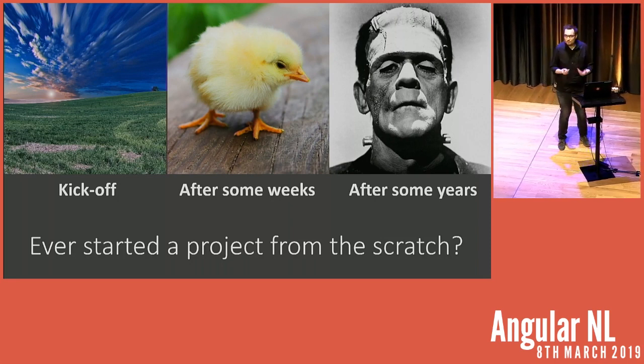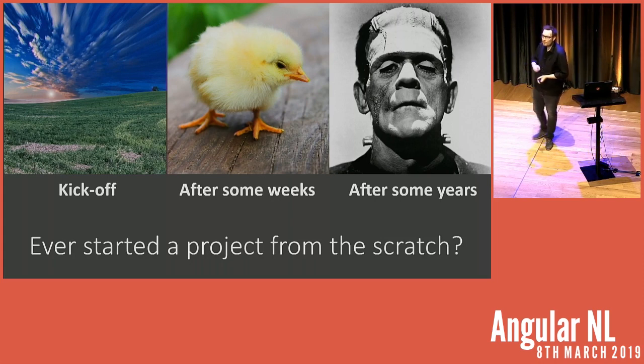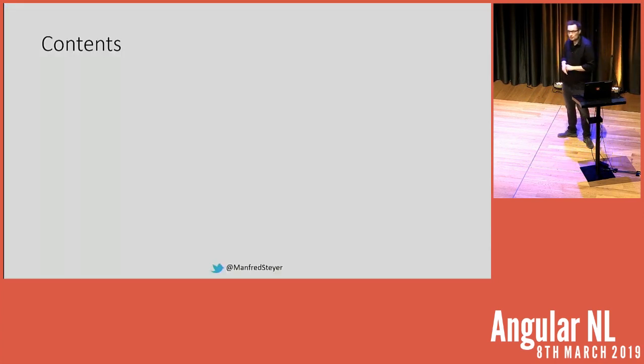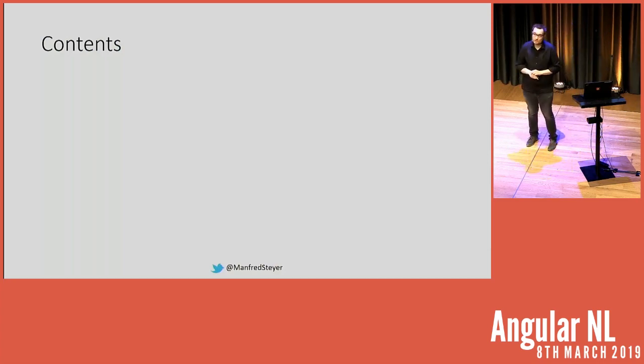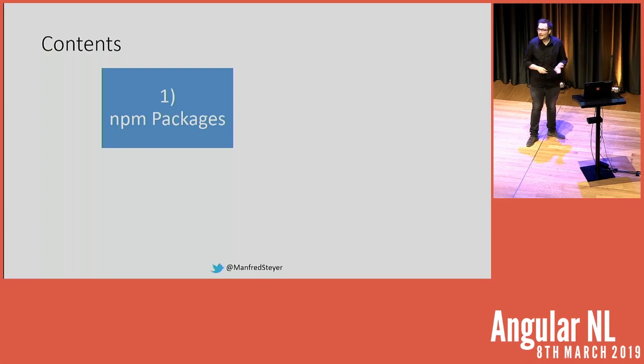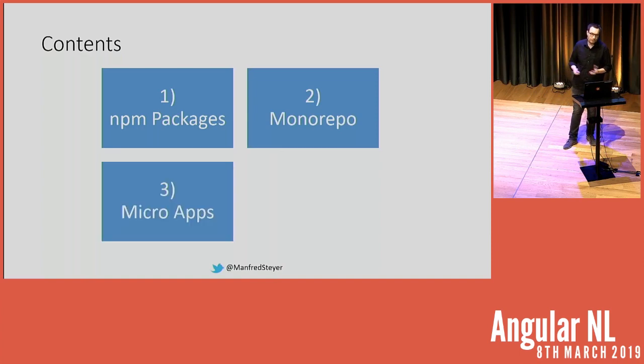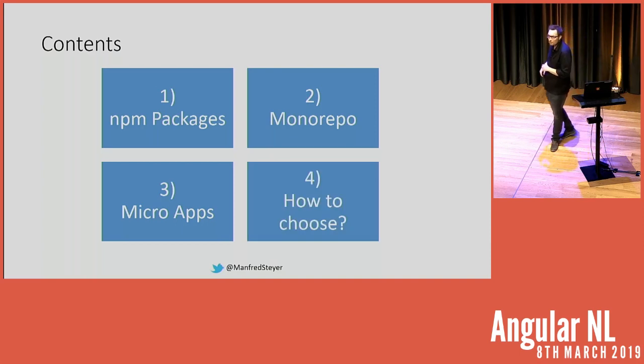And this is exactly what your software will look like, because you're adding one use case after the other. You will add one technology after the other. And of course, somehow we need to prevent this, and this is what this talk is about. In this talk, I will give you 3 solutions to prevent the Frankenstein monster. The first solution is using npm packages. The second solution is going with the monorepository. And the third solution is using microapps. And then at the end, I will give you some guidance upon how to choose the right solution for your current needs.